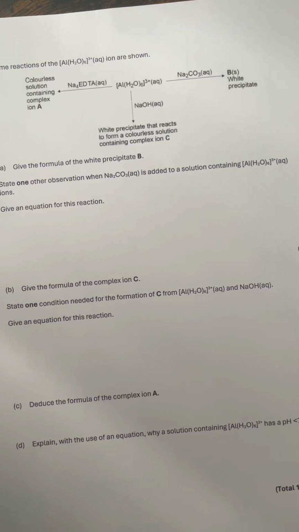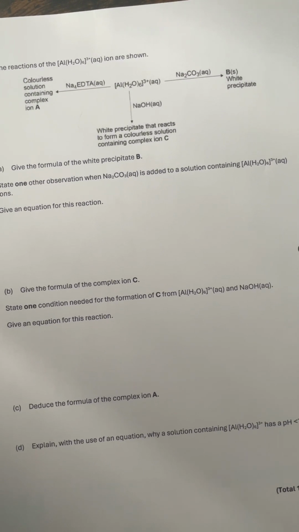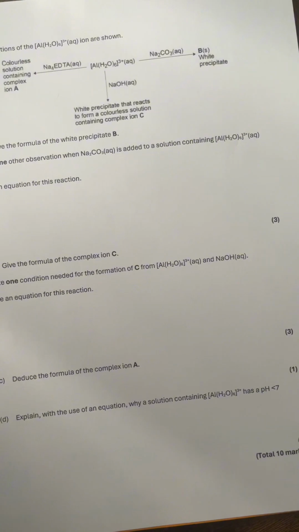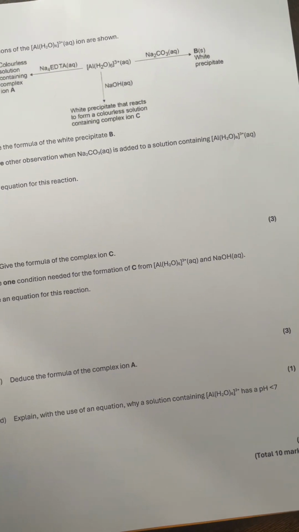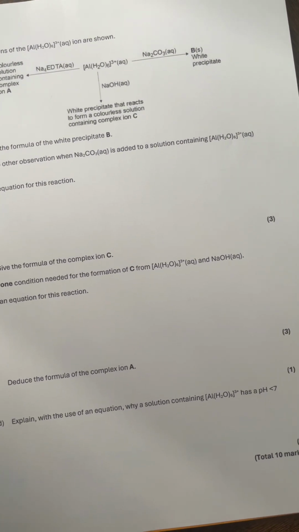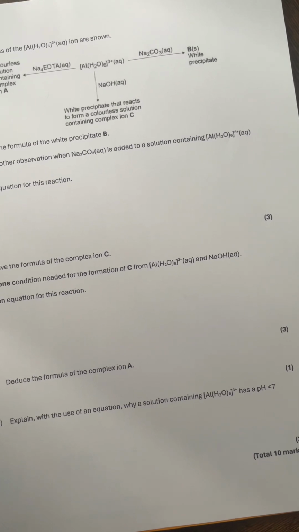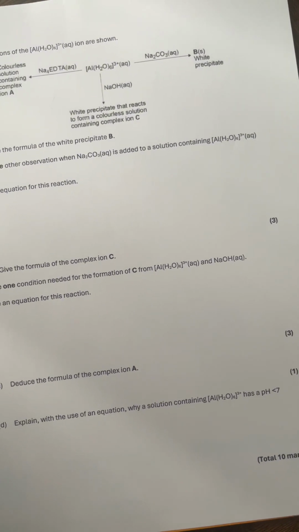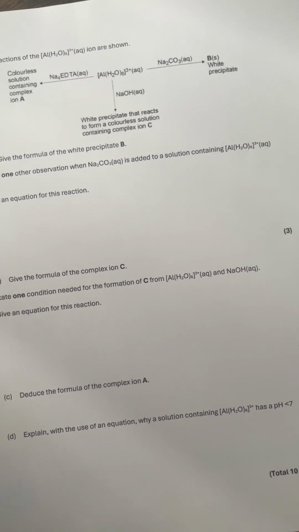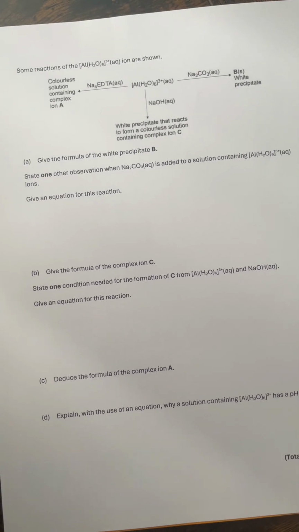The first three questions are asking us about those three reactions, and then we're also being asked to explain why a solution containing said hex-aqua aluminium ions has a pH of less than 7. So why is it acidic? So I'll do my annotating and then I'll come back and explain how to answer each of the questions.